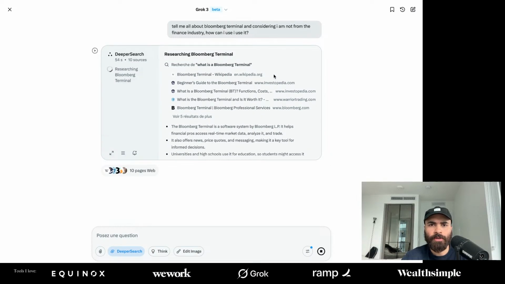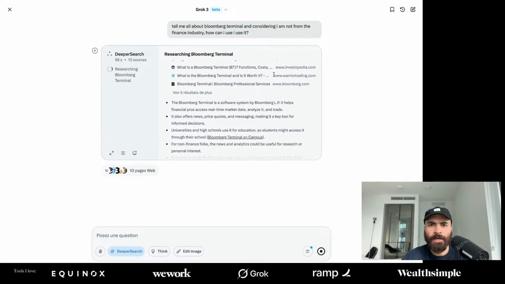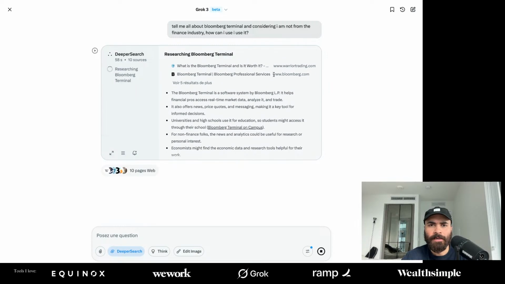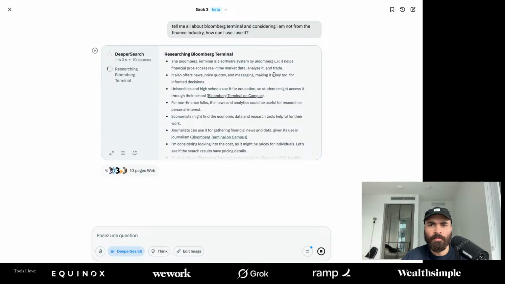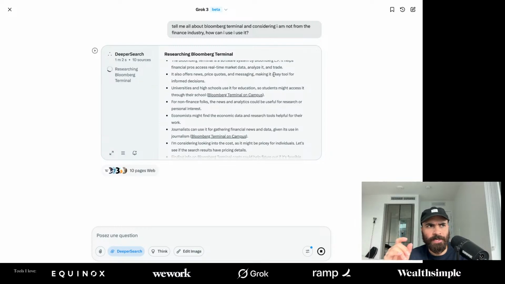Research. Bloomberg Terminal, Beginner's Guide. What is Bloomberg Terminal? Software system by Bloomberg LP. Also, it's an expensive product. I think people say that it is hard to replace. It's not one of those products that you can easily compete with and replace, or the switching cost is really high for the companies that are using Bloomberg Terminal. So let's learn more about it.